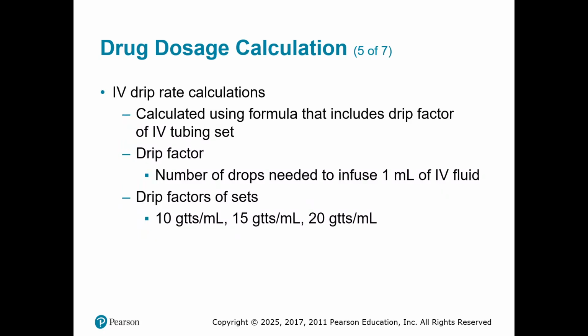So calculate using a formula that includes a drip factor, the number of drops needed to infuse 1 milliliter of IV fluids. So 10 drops equals a milliliter, 15 drops. Oh yeah, so 10 drops per milliliter, 15 drops per milliliter, or 20 drops per ml.